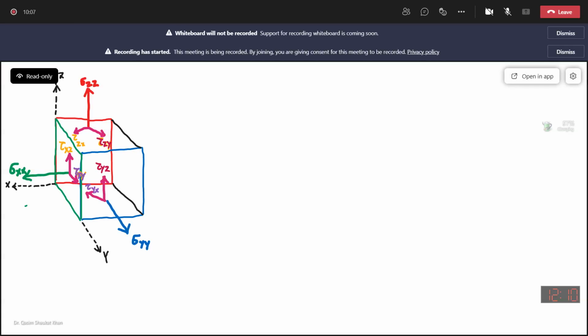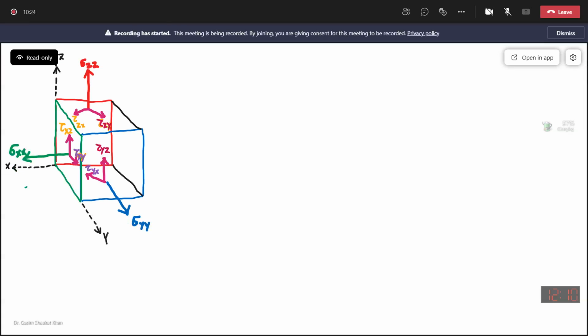You can say normal stresses. Normal stresses I have shown with bold lines. So this is normal stress sigma xx, this is normal stress sigma yy, this is normal stress sigma zz. Then I have shown the shear stresses. This is the shear stress tau yz, this is tau yx, this is tau xz, tau xy, and similarly you have tau zy and tau zx.